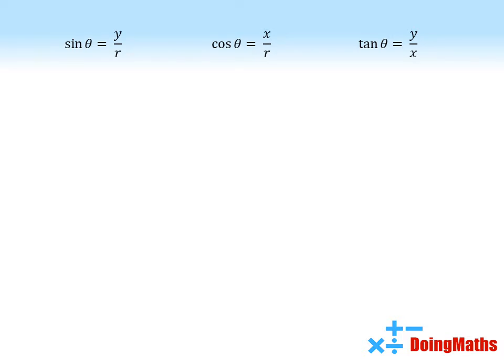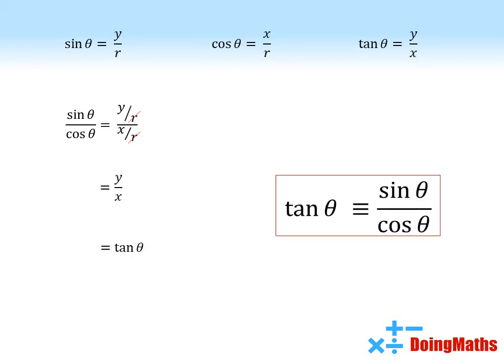We can use our 3 trigonometric definitions to help us with the first identity. If we take sine theta divided by cos theta, using our definitions, this is the same as y over r divided by x over r. We've got divide by r both top and bottom of the fraction, so if we cancel them out, we're left with y over x, which we can see from the top is equal to tan theta. So there we have our first identity, tan theta equals sine theta over cos theta.